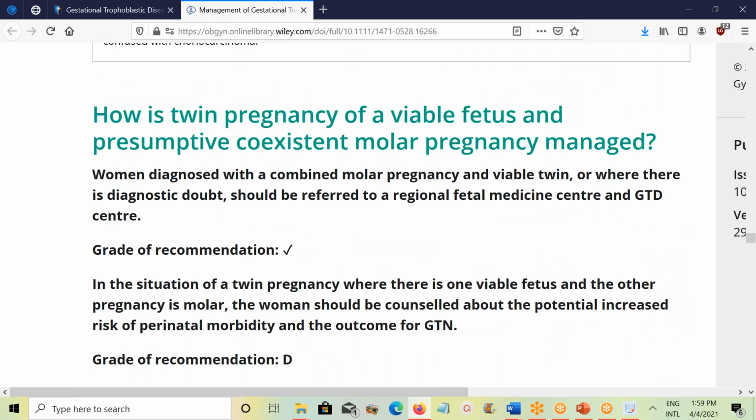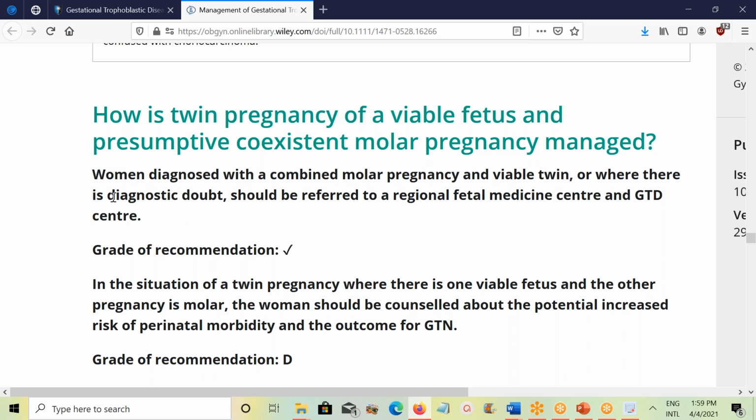Send the sample to the higher center and then follow their advice. Then what to do if there is a twin pregnancy and there is a viable fetus, and the second one is a coexisting molar pregnancy. So women who are identified with this twin pregnancy, where one baby is viable and one is a molar pregnancy, and there is a diagnostic doubt.